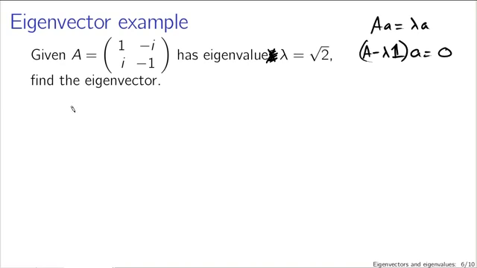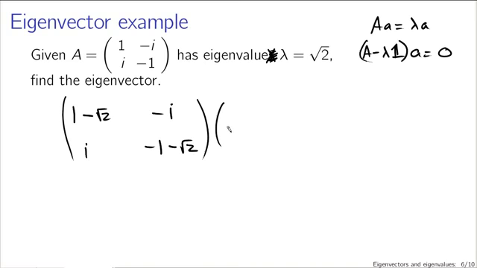So when I substitute that in here, I get 1 minus the square root of 2 for my upper left element, minus i, unchanged, for my upper right element, i for my lower left element, again unchanged, and minus 1 minus the square root of 2 for my lower right element. This is my matrix, and it will be multiplied by some unknowns, say x and y. So I can expand out this matrix vector product and get a system of equations that I can solve.